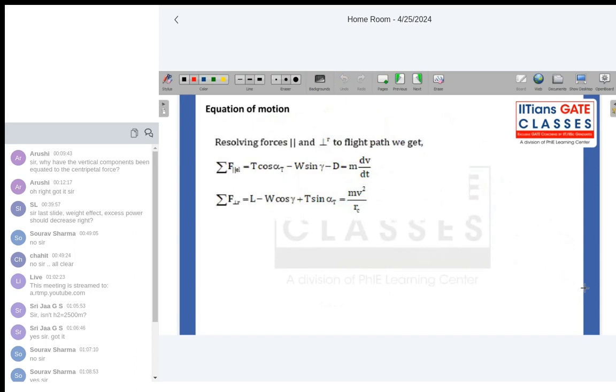So these are the two equations of motion. T cos alpha t minus W sin gamma minus drag equals mass into linear acceleration. Lift minus W cos gamma plus T sin alpha t equals mass into centripetal acceleration, that is V square by Rc.